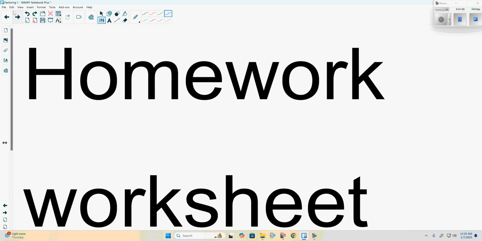So on the worksheet, 1 of the 12 is not factorable at all. 1 just has a greatest common factor. On the one that does not factor, you can just put not factorable.